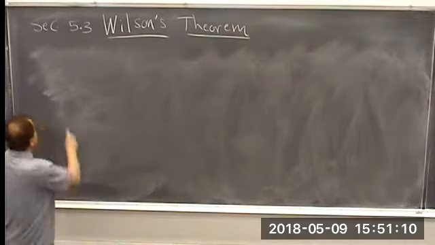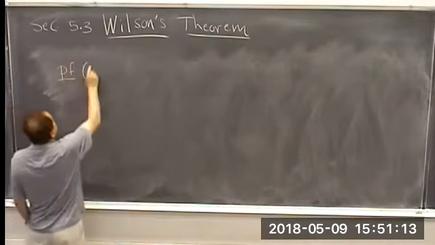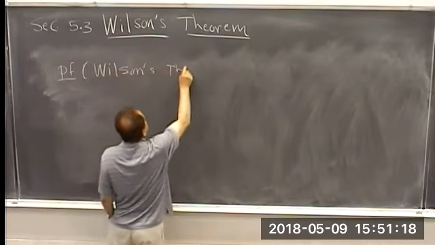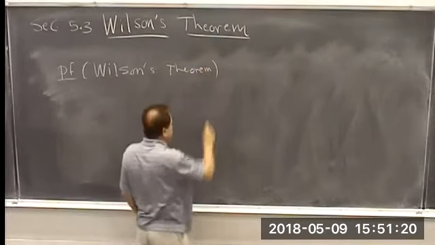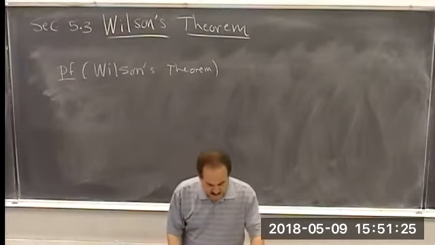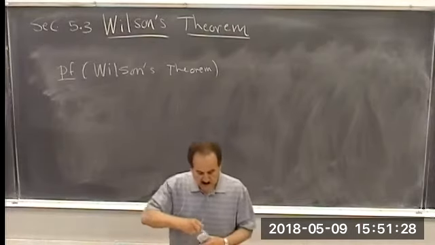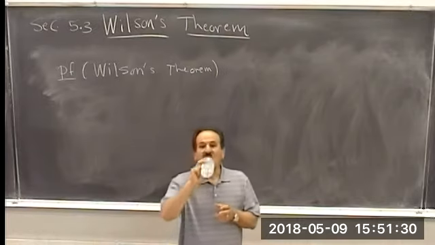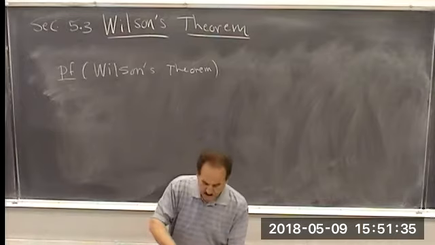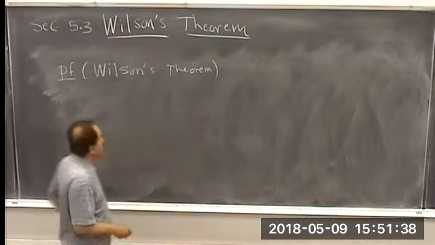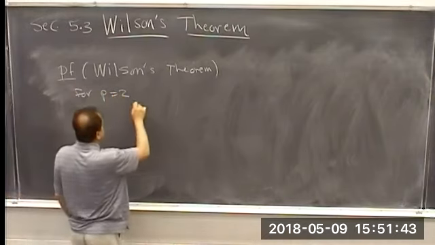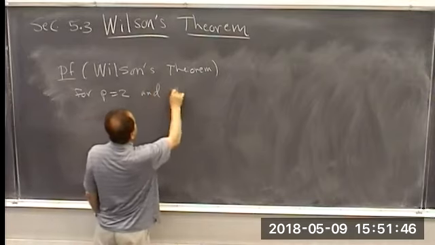All right, so here's the proof of Wilson's theorem. It's very straightforward. First of all, let's take care of 2 special cases, for p equal to 2 and p equal to 3.